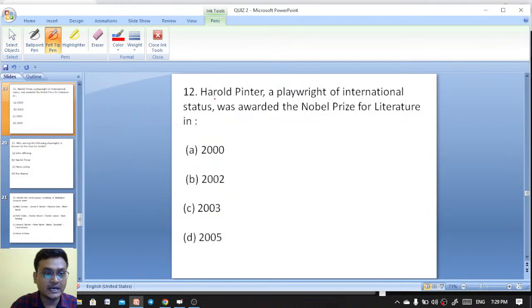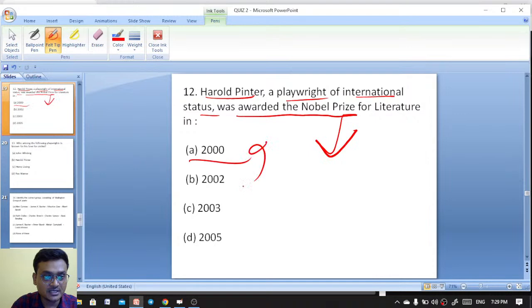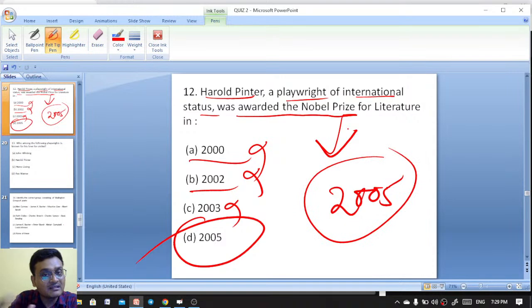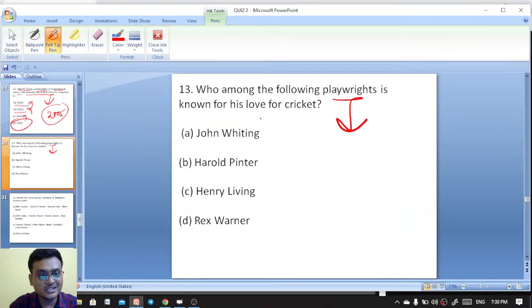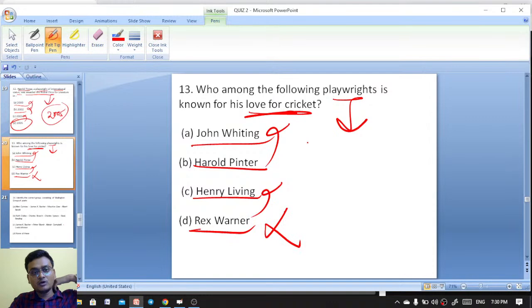Harold Pinter, a playwright of international status, was awarded the Nobel Prize for Literature in 2005. I don't want to enlarge and lengthen this video. Who among the following playwrights is known for his love for cricket? John Whiting, Harold Pinter, Henry Livings, Rex Warner. It is Harold Pinter. Harold Pinter is known for his love for cricket.